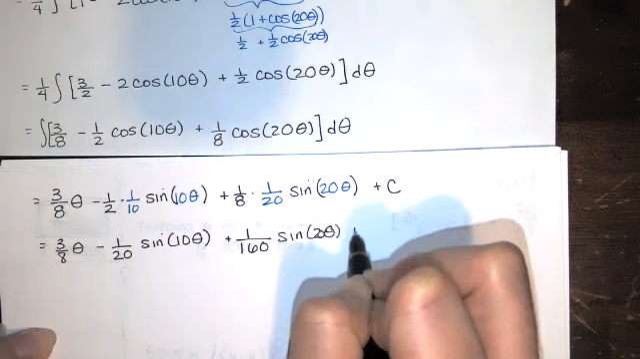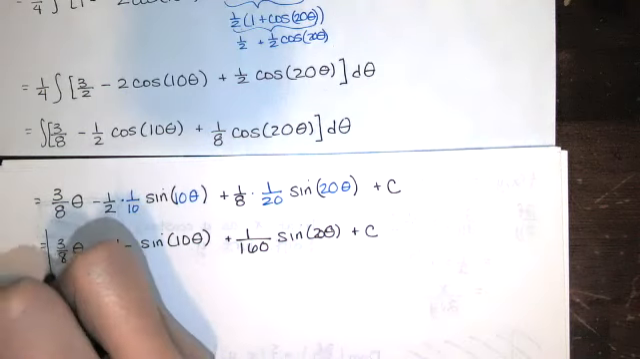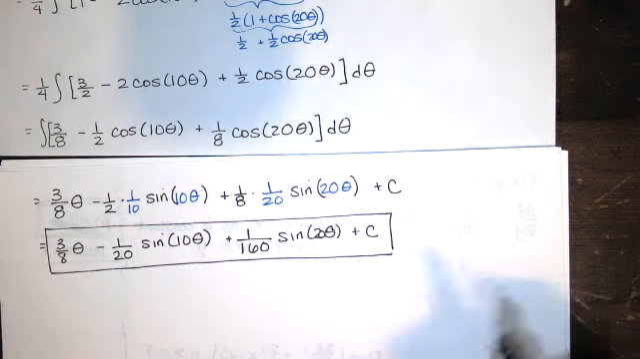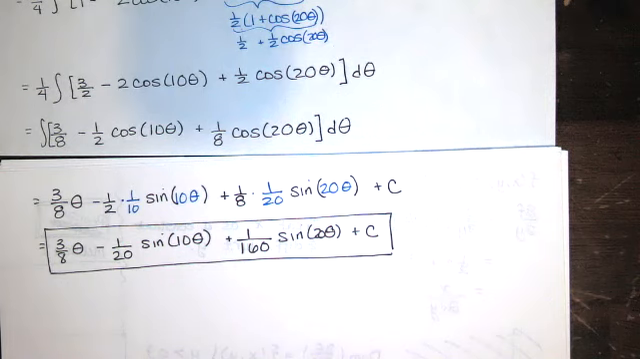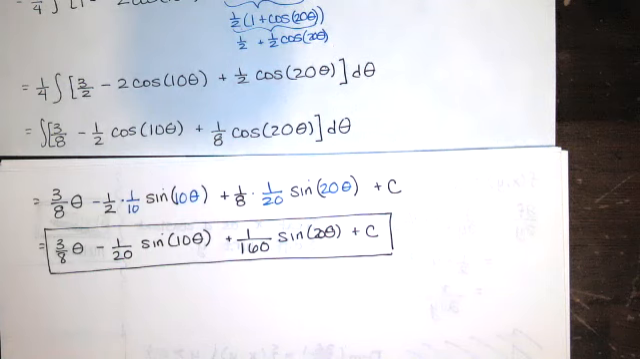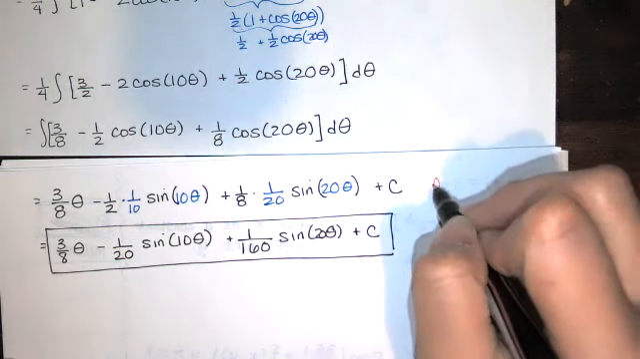(20 theta). And that's our answer. So your goal is really just to use power reducing formulas or whatever formulas are appropriate for each of the terms until you get to a point where your basic rules apply, and then you just anti-differentiate and simplify.